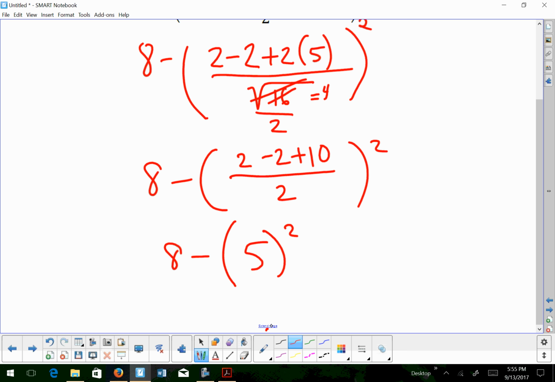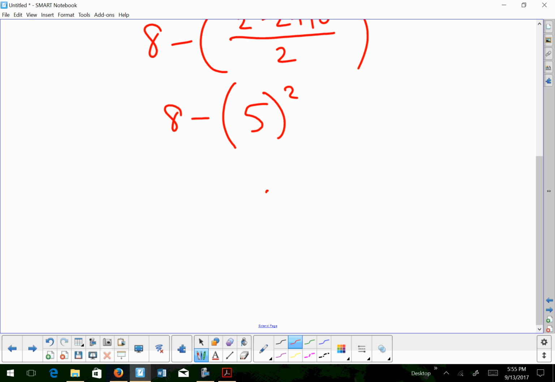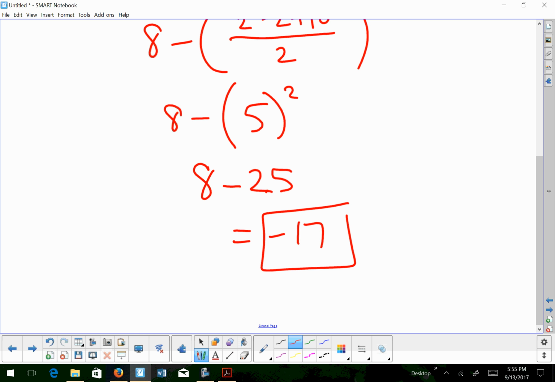All right, looks like we only have 2 more things to do. Evaluate my power, minus, and this is the only thing I'm squaring. I'm not squaring this minus sign because it is outside the grouping symbol. So 5 to the second power is 25, and 8 minus 25 is negative 17.